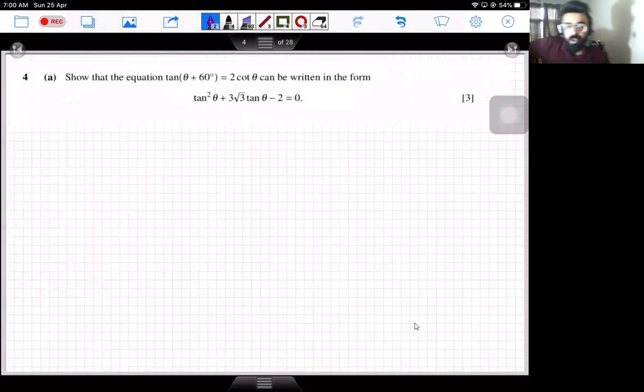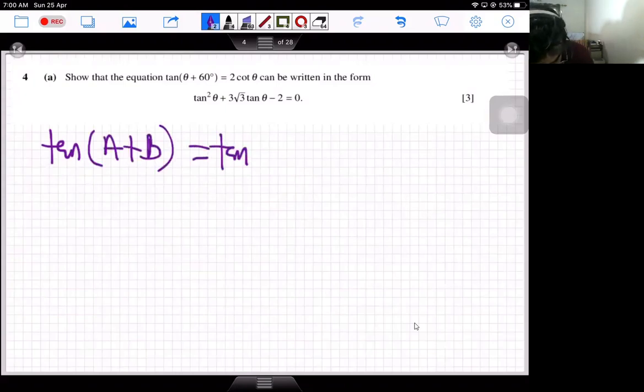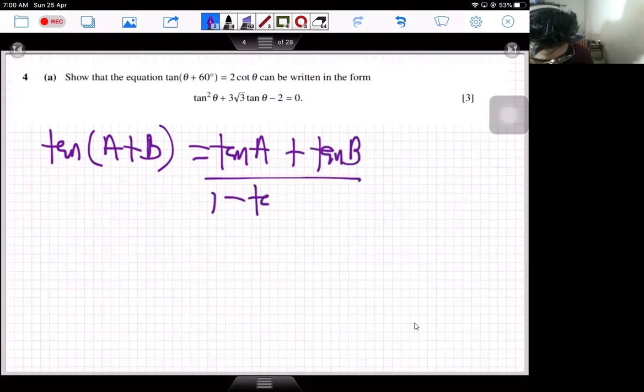All right, so here we have question number 4. Show that the equation tan(theta plus 60) equals 2 times cot theta can be written in the form tan square theta plus 3 root 3 times tan theta minus 2 equals 0. So just apply the expansion formula of tan(a plus b). So tan(a plus b) is basically equal to tan a plus tan b upon 1 minus tan a times tan b.